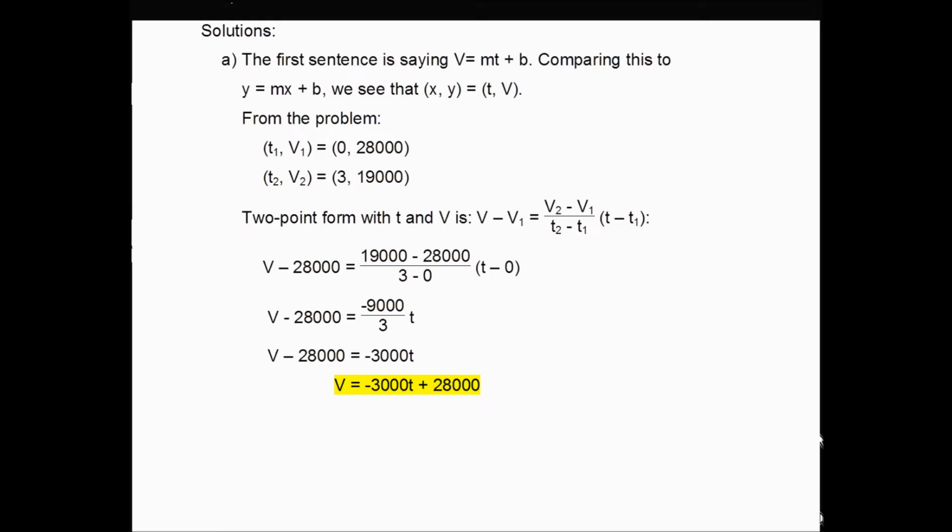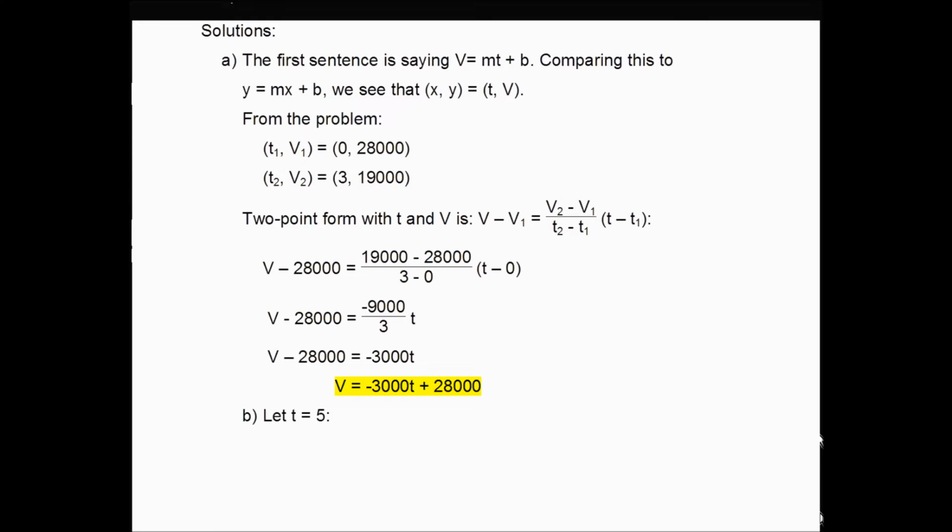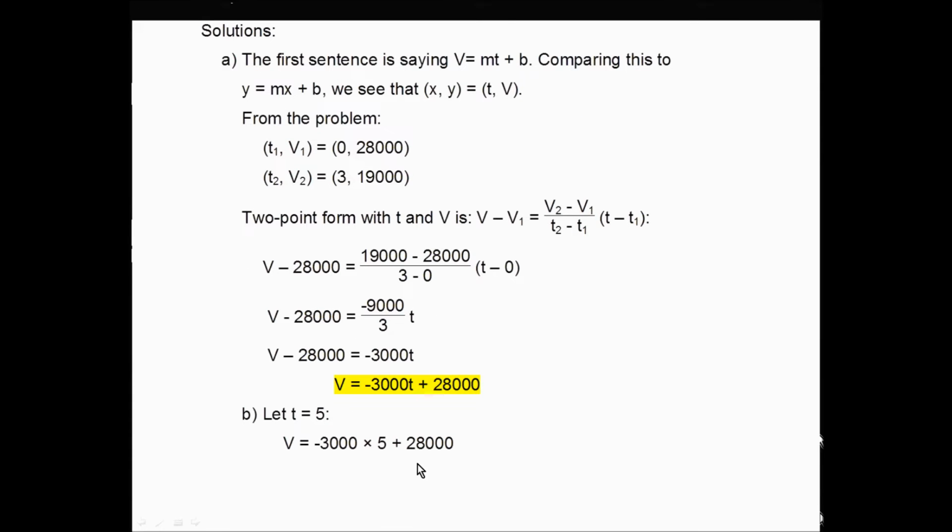For part B, I'm going to let t be 5. Remember, we wanted to know the value 5 years later. So if I let t be 5, I have v is equal to negative 3,000 times 5 plus 28,000. So I get a value of 13,000 when you do all the number crunching. If you look at this formula for v, notice if t is large enough, the value of the car is negative. So it's kind of like you've kept the car too long. You can't trade it in. Nobody wants it.